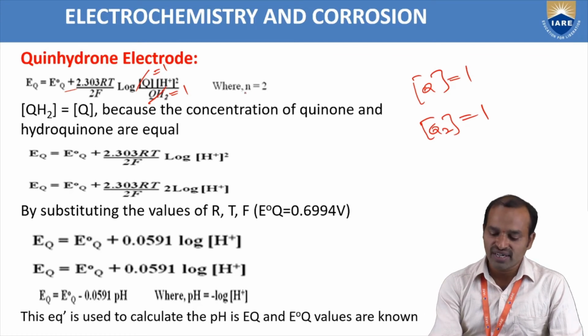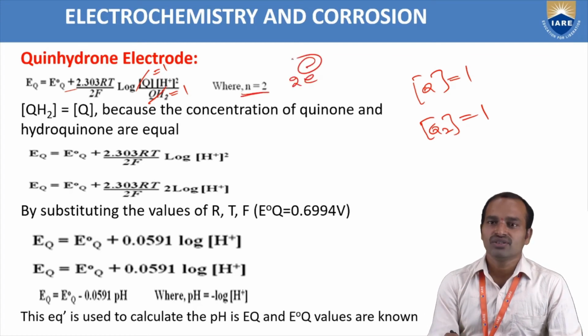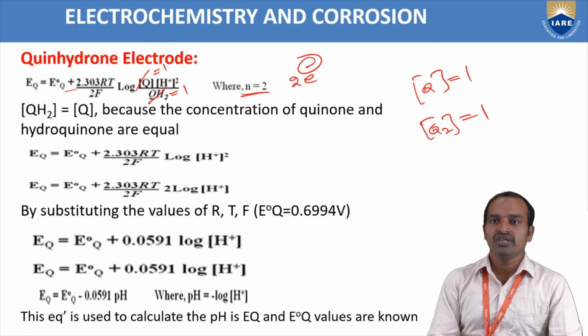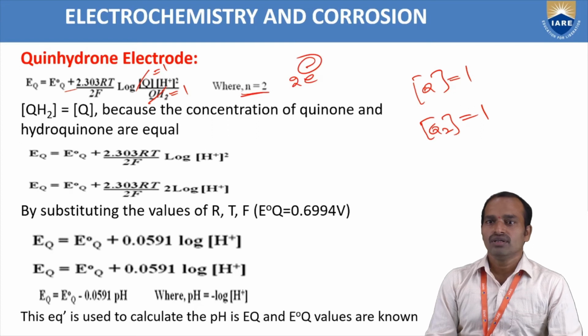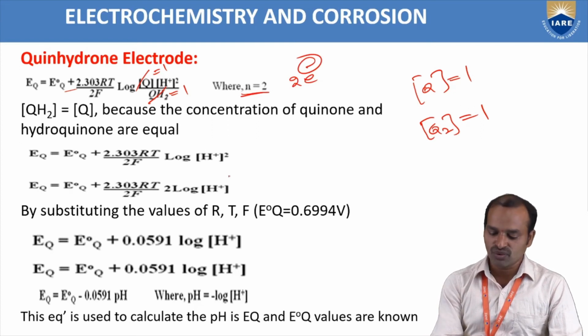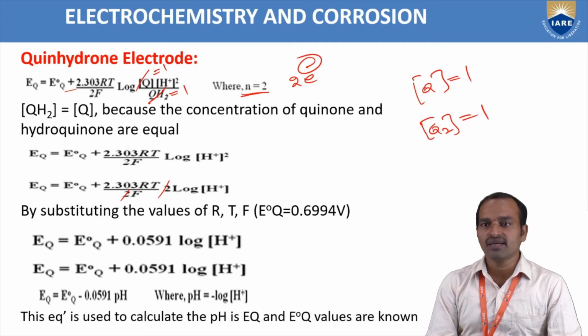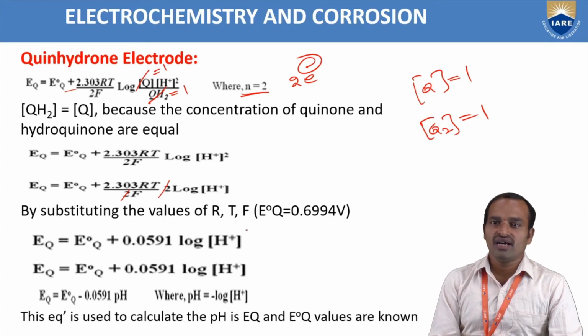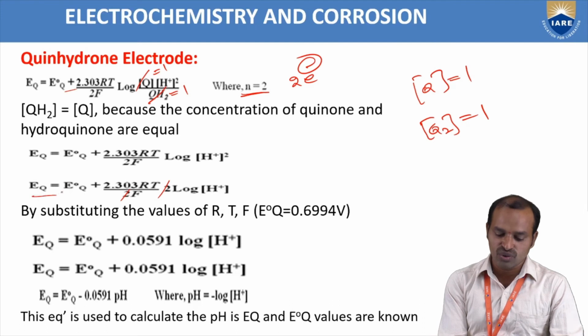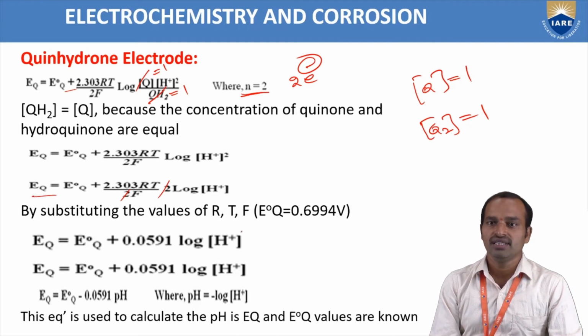Here n, what is n? Number of electrons. How many electrons are involved? 2 electrons only. So n is equal to 2, that is 2F into 2 log H plus. Why? Because log H plus whole square is there, that 2. This 2 and 2 get cancelled. Now here R is equal to 8.314, T is the absolute temperature, that is 298 kelvins, and F is equal to 1 Faraday. All these values we apply in the equation, EQ is equal to E0Q plus 2.303 RT by F log H plus. Then we get EQ is equal to E0Q plus 0.0591 log H plus.